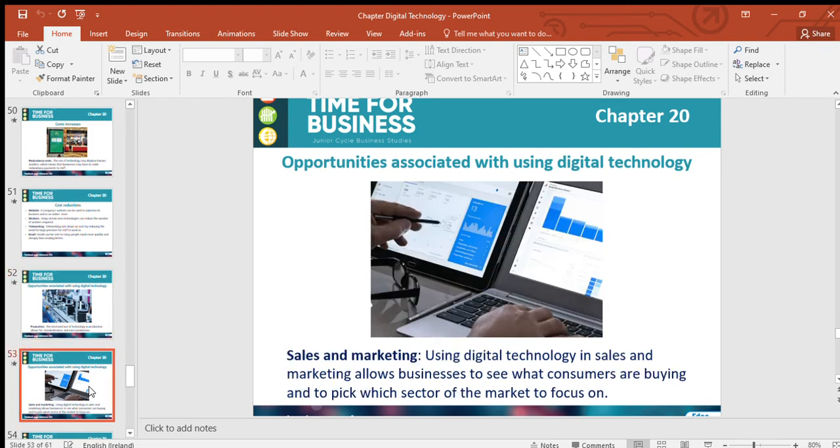Sales and marketing, so using digital technologies in sales and marketing allows a business to see what consumers are buying and pick which sector of the market to focus on.